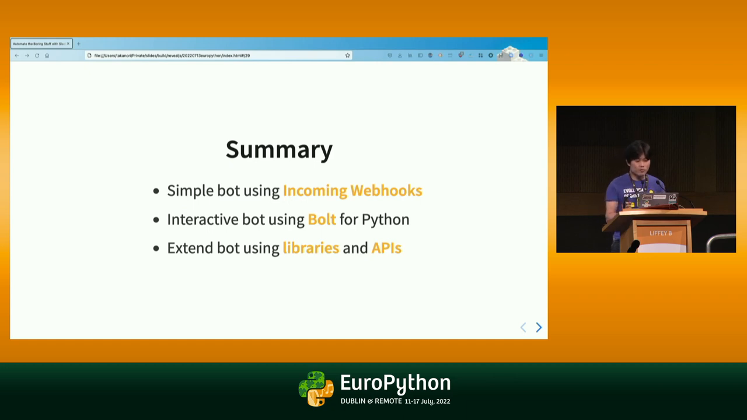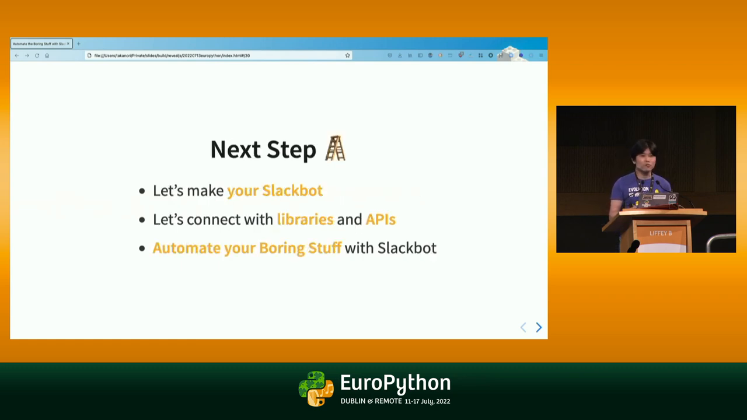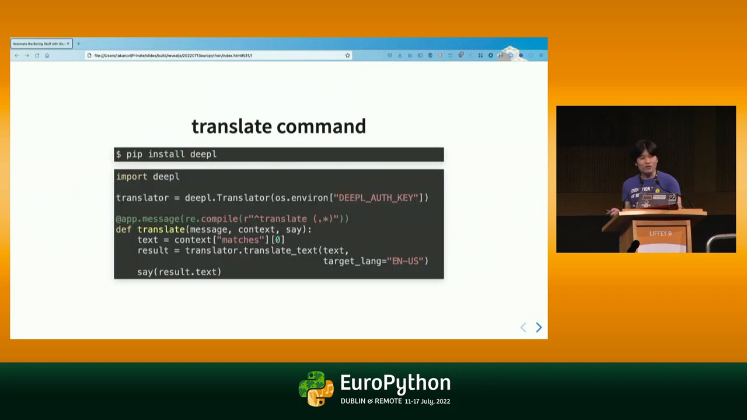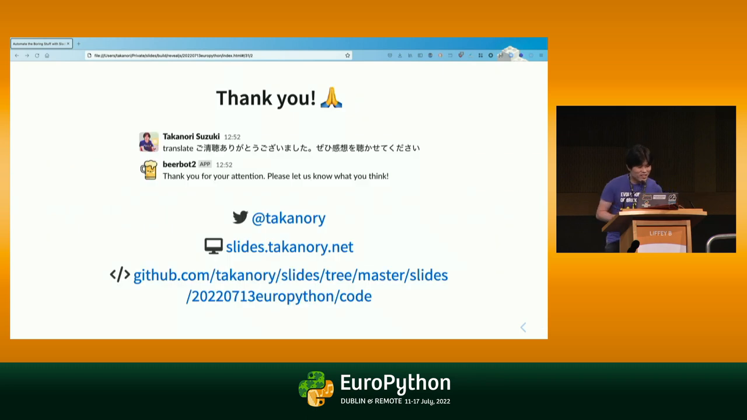Okay, summary of this talk. A simple bot using incoming webhooks, an interactive bot using Bolt for Python, and extending the bot using several libraries and APIs. Next step. Let's make your Slack bot, connect it with libraries and APIs, and automate your boring stuff with Slack bot. Then you will have more free time, so you can do other creative things more. Thank you. Thank you for your attention. Please let us know what you think. This is the translate command by DeepL. Thank you for your attention.